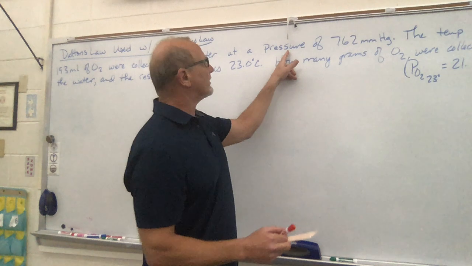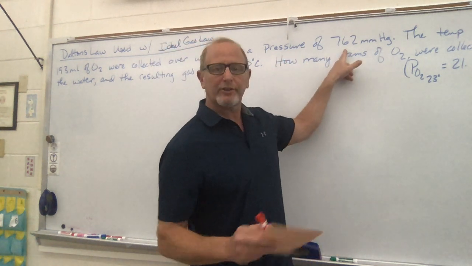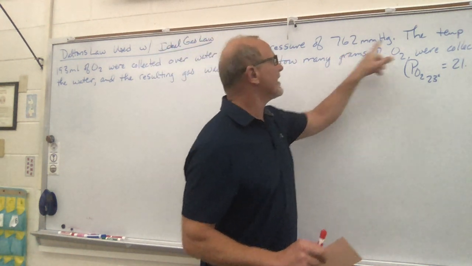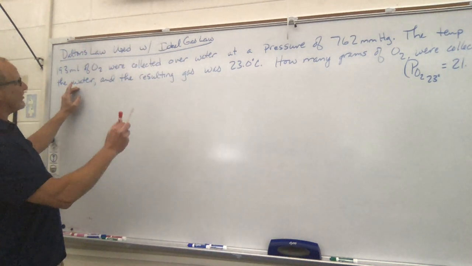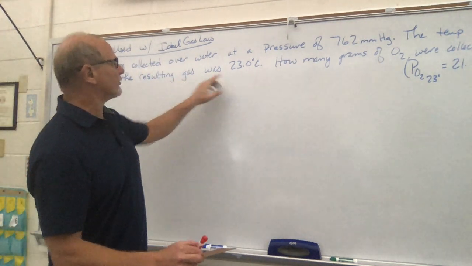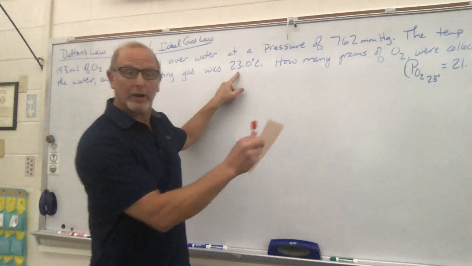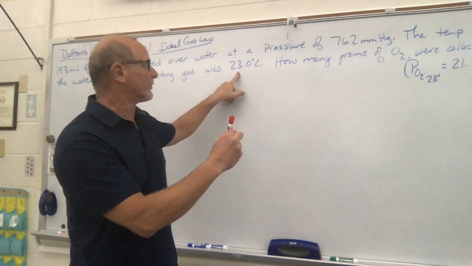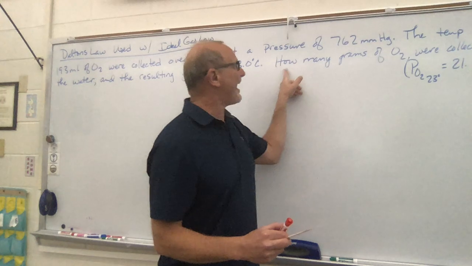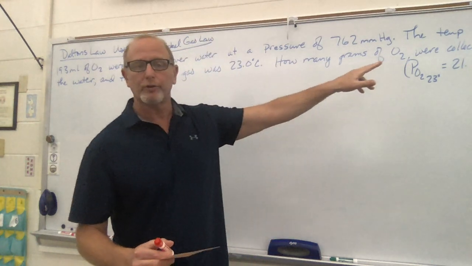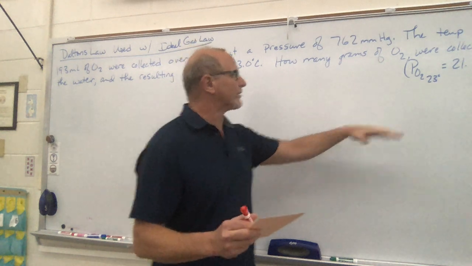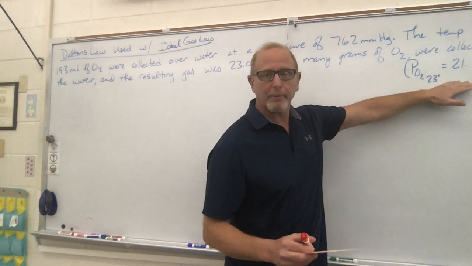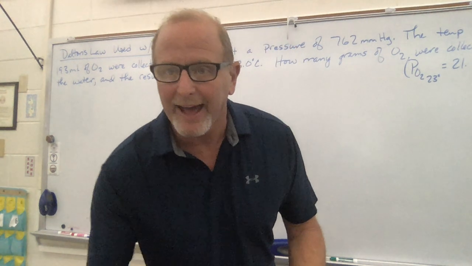Now, the pressure we collected this at was 762 millimeters of mercury. The temperature of the water, and the resulting gas, was 23 degrees. So we're going to need that when we plug it into the ideal gas law. This says how many grams of O2. So big picture, we've got to find out the pressure. They gave us the water vapor pressure that we need at that temperature.